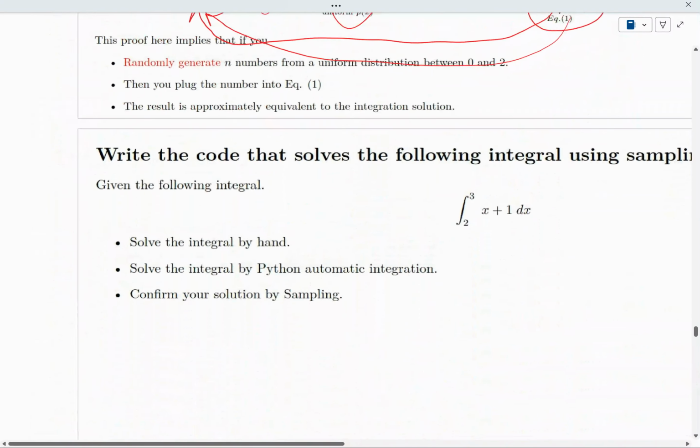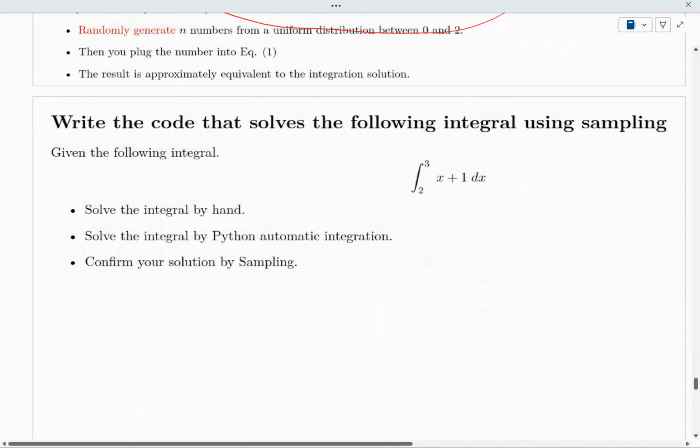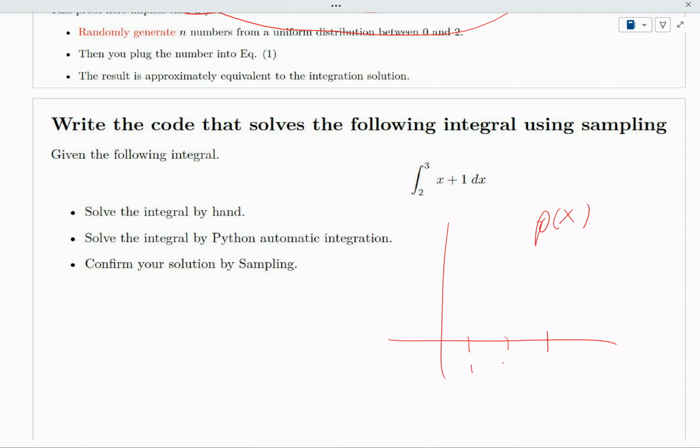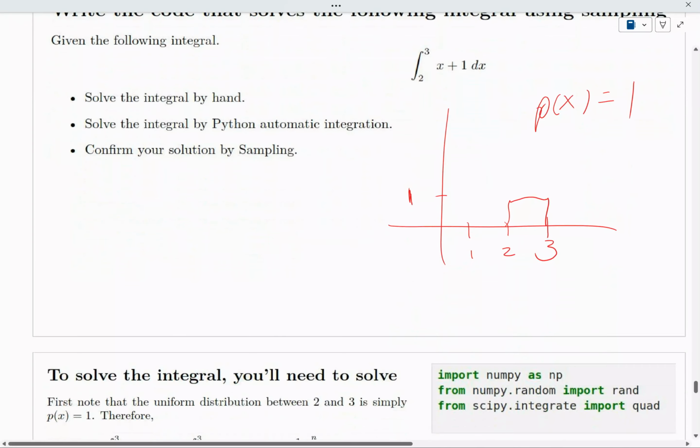All right. So for your next exercise, I want you to write the code to solve the following integral. Now it's from 2 to 3. The distribution p of x you want to add is this one. So that's the integral.